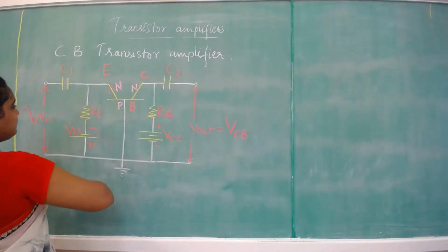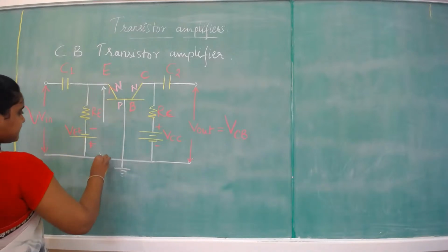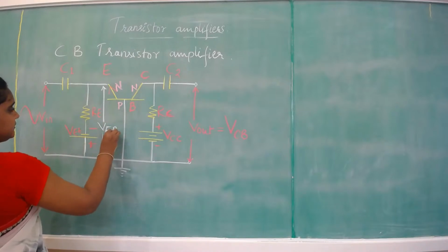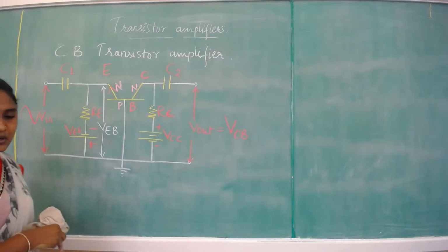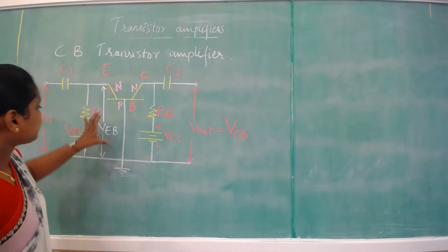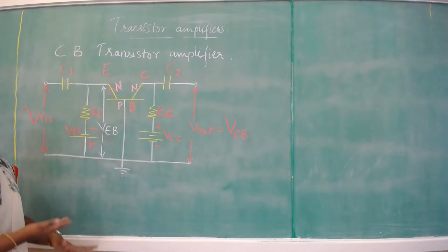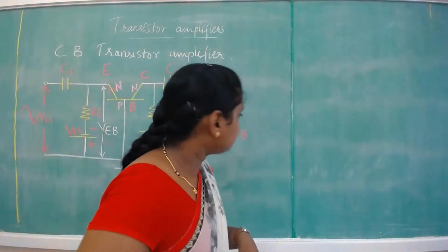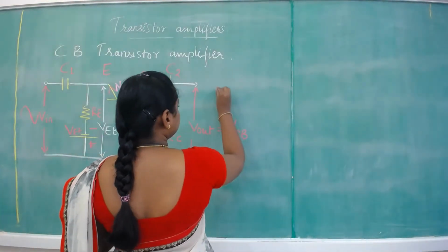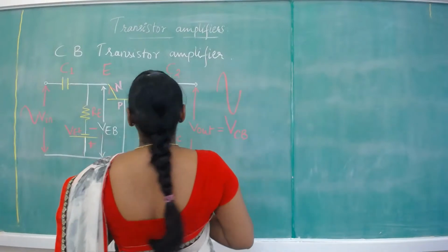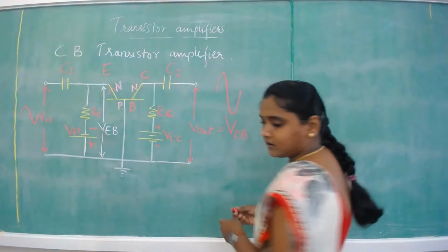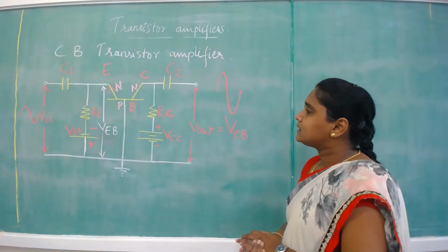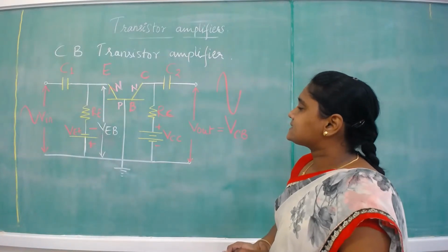We are also representing a voltage here, that is voltage VEB. The voltage across the emitter to base terminal is called VEB. That is the reverse voltage applied to the junction. So this is the input, and you are going to get the output at this part, which will be an amplified version of the input, having a greater amplitude. So this is about the CB, the common base transistor amplifier.